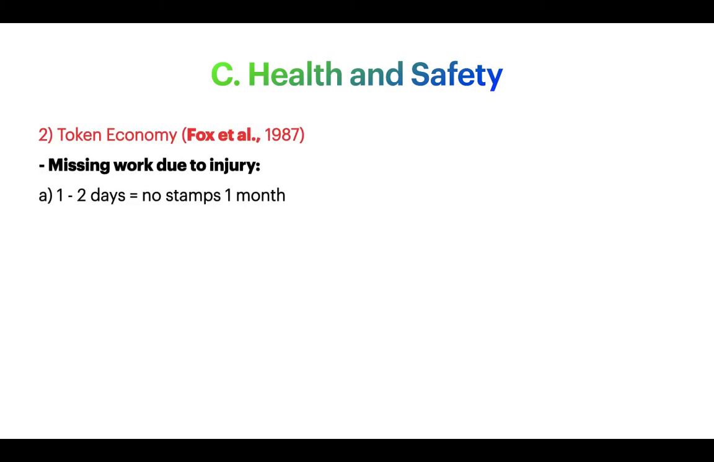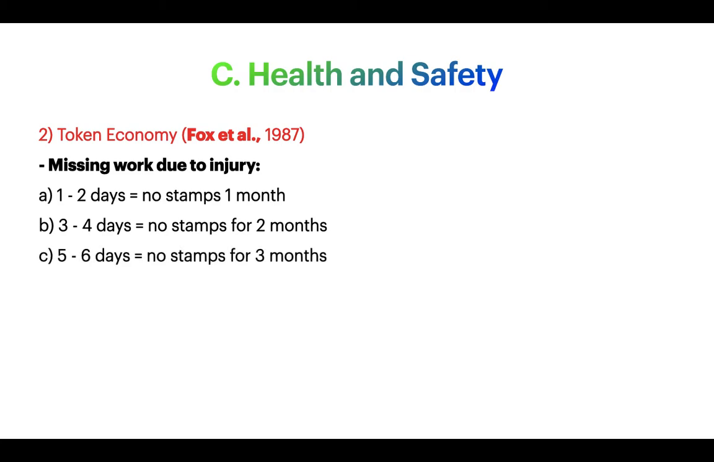Missing due to work injury. If you were missing from work because of an injury, right, due to work, so the injury has to be caused at work, not at home. If you fall and slip at home, that doesn't count, right? If you fall and slip at work, that counts, right? So if you're absent for 1 to 2 days, you don't get stamps for a whole month. It's pretty strict, right? If you're absent for 3 to 4 days because of injury at work, you don't get stamps for 2 months. If you're absent for 5 to 6 days, no stamps for 3 months. And if there are more than 10 days of absence because of injury, no stamps for 6 months.